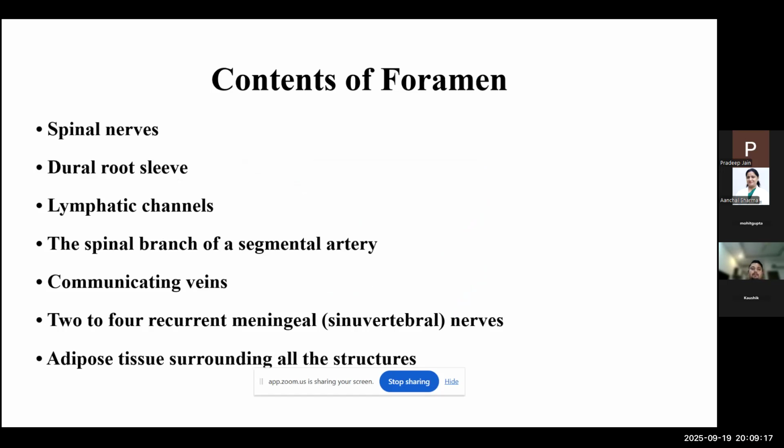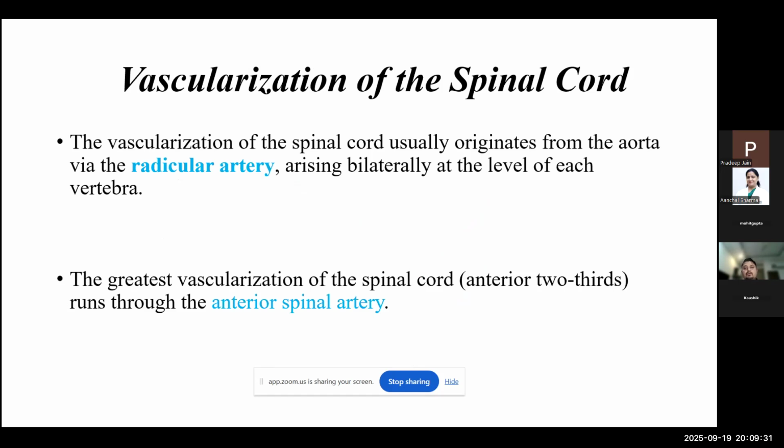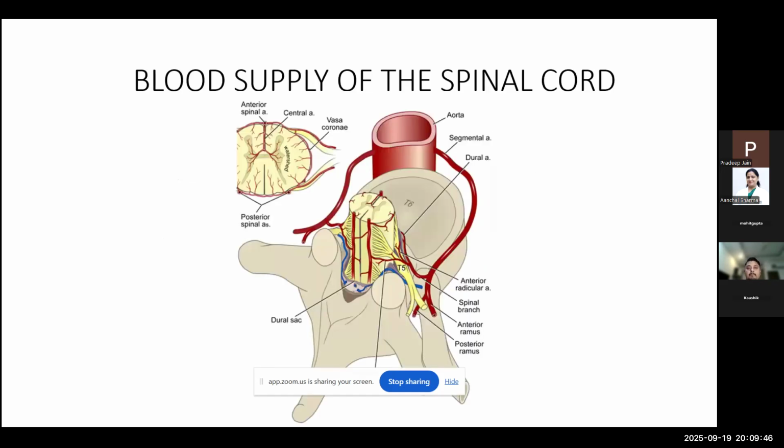The important contents of the foramen are the spinal nerves, the dural root sheath, the lymphatic channels, the spinal branch of a segmental artery, and the communicating veins. Coming to the vascularization of the spinal cord, it arises from the aorta mainly via the radicular arteries, arising bilaterally at the level of each vertebra, and the greatest vascularization is from the anterior spinal artery.